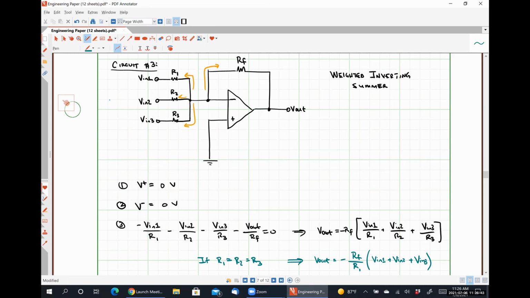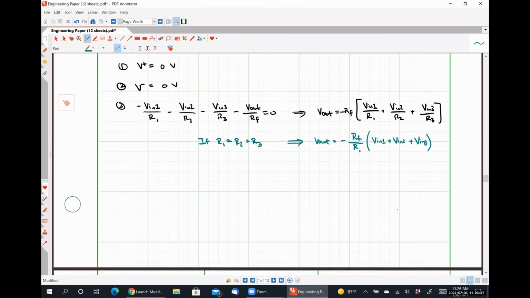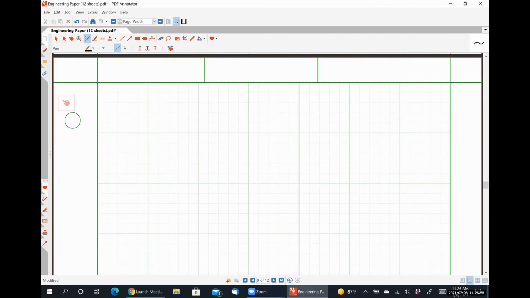All right, our last circuit of interest. So this guy was effectively multiple inverting amplifiers tied together into one thing. Our last circuit is going to be an inverting amplifier and a non-inverting amplifier together to create a specific output.